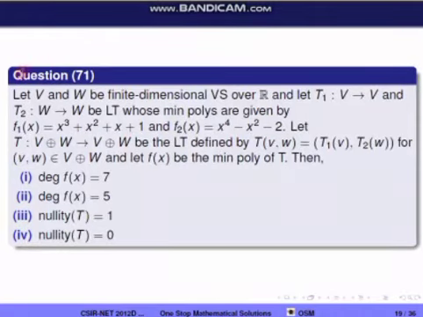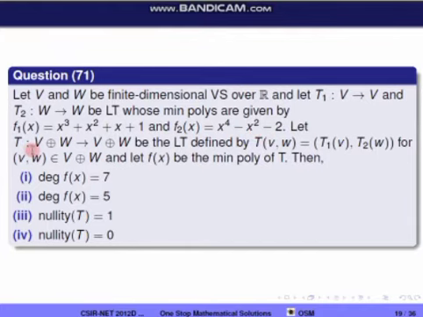Next question, question 71. Let V and W be finite dimensional vector spaces over R, and let T1 from V to V and T2 from W to W be linear transformations whose minimal polynomials are given by f1 of x equal to x cubed plus x squared plus x plus 1 and f2 of x is equal to x to the power 4 minus x squared minus 2.